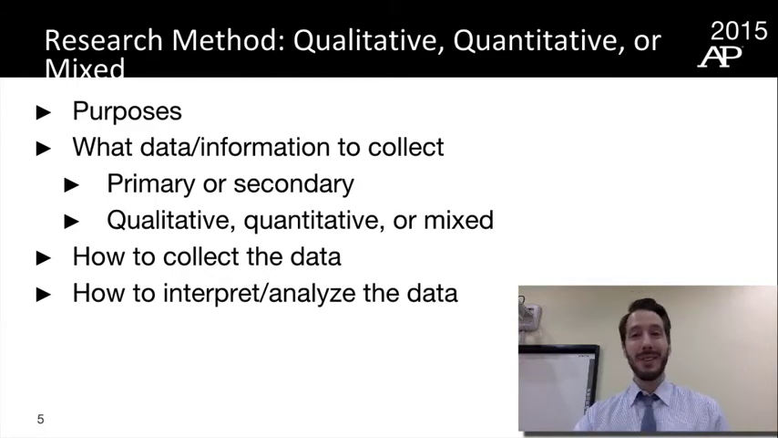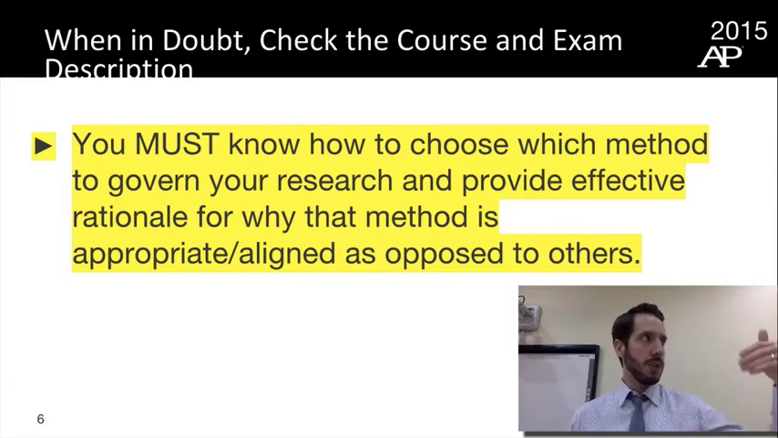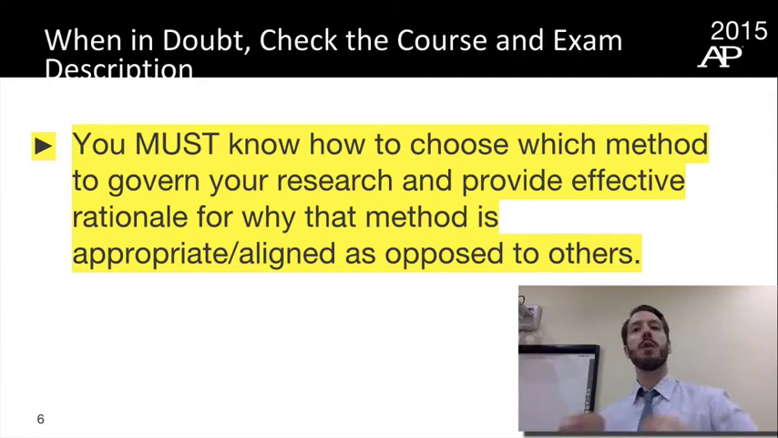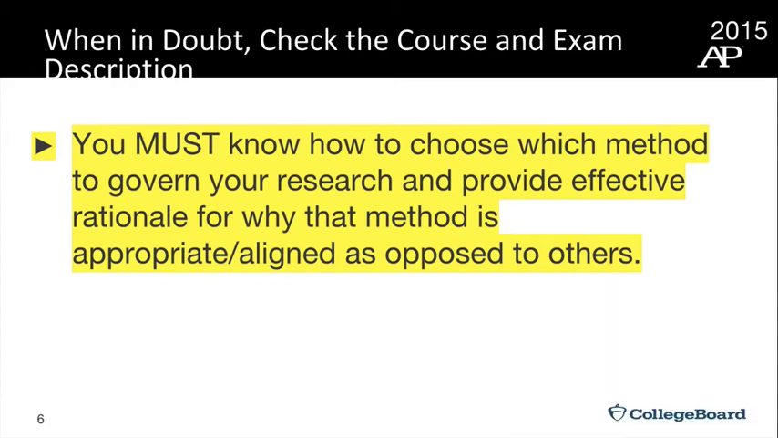So let's talk about those differences. Now, again, you have to know which method is going to govern your research and provide effective rationale, and this is the difference between a medium and a high on that fourth row of the AP research paper rubric. The difference between a medium and a high is that rationale. It's not just saying, here's my approach, design, data method, specific method, and data analysis. It's, here's the rationale for why that is the best choice to answer my research question. That's why I've highlighted this section. Make sure you make some annotations here.